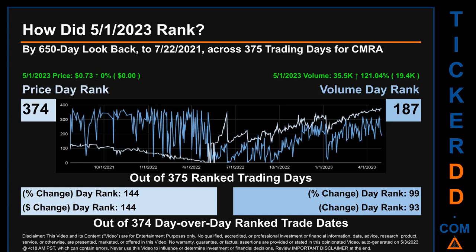The line graph overlays price and volume's daily ranking, as shown respectively in light versus dark blue, across those target days' trading days. In this view, essentially the dips are good whereas the spikes are bad. The price's day-over-day percentage change, jumping 0% on the 1st of May 2023, had a day rank of 144 while its dollar difference of $0 had a rank of 144 when compared day over day across 374 trading days. Volume's percentage change and difference were ranked respectively at 99 and 93.